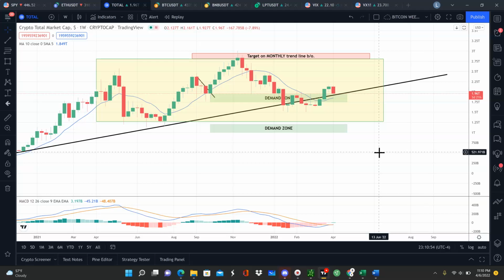And on the weekly chart, unlike the monthly chart, the price is trading above its 10-period moving average. So be looking for that to see if it continues to hold its support, especially if that monthly level gives way around the low 1.9s area.